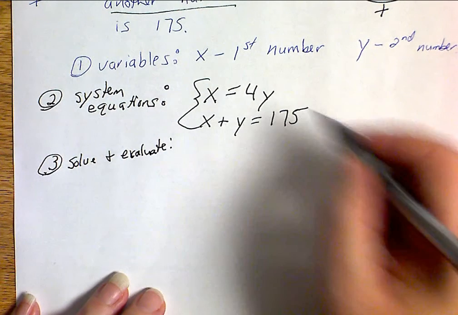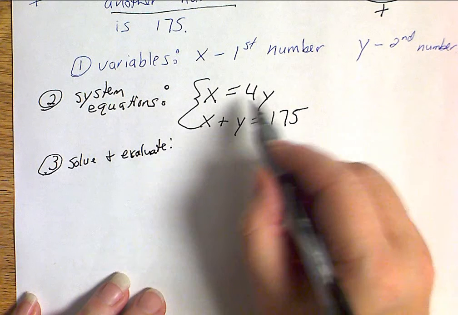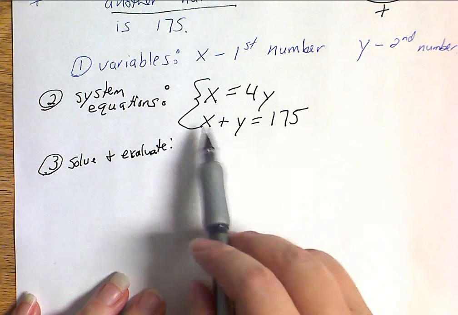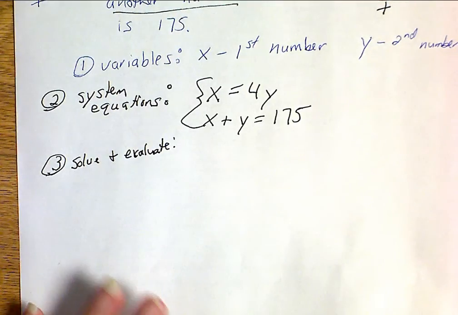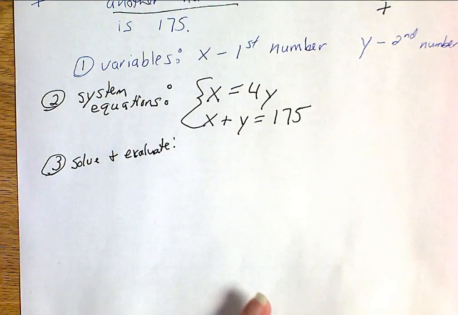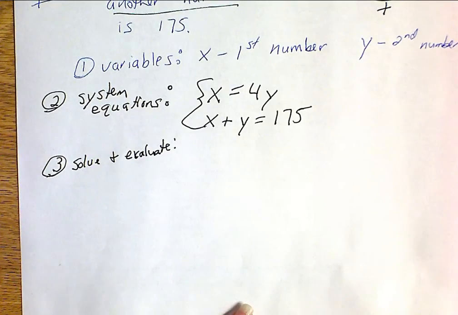All right. So, if we have x equals 4y and x plus y equals 175, what can we do to solve this system? What can we do, Dylan, how are we going to solve this system?